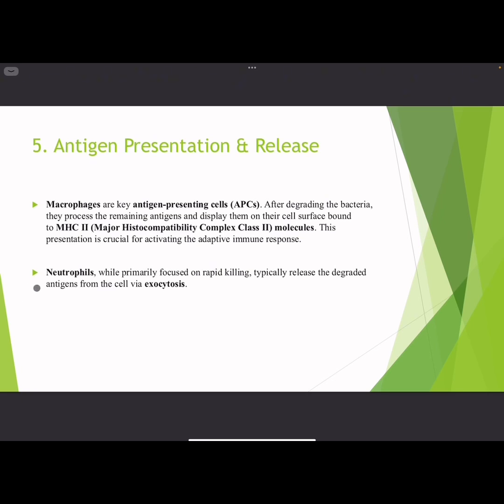On the other side, we have neutrophils. As we said, neutrophils are like the emergency team. They are primarily focused on rapid killing and typically release the degraded antigens from the cell via exocytosis. They don't present the cells. So we have antigen presentation, which is the role of macrophages, and we have the release of the organisms, which is mainly done by the neutrophils.